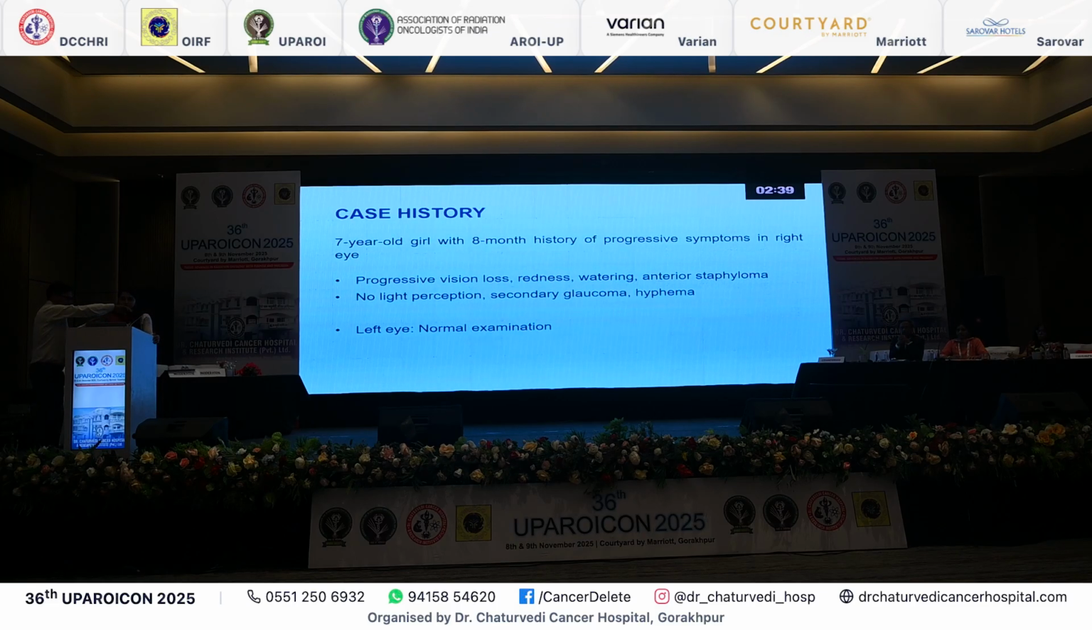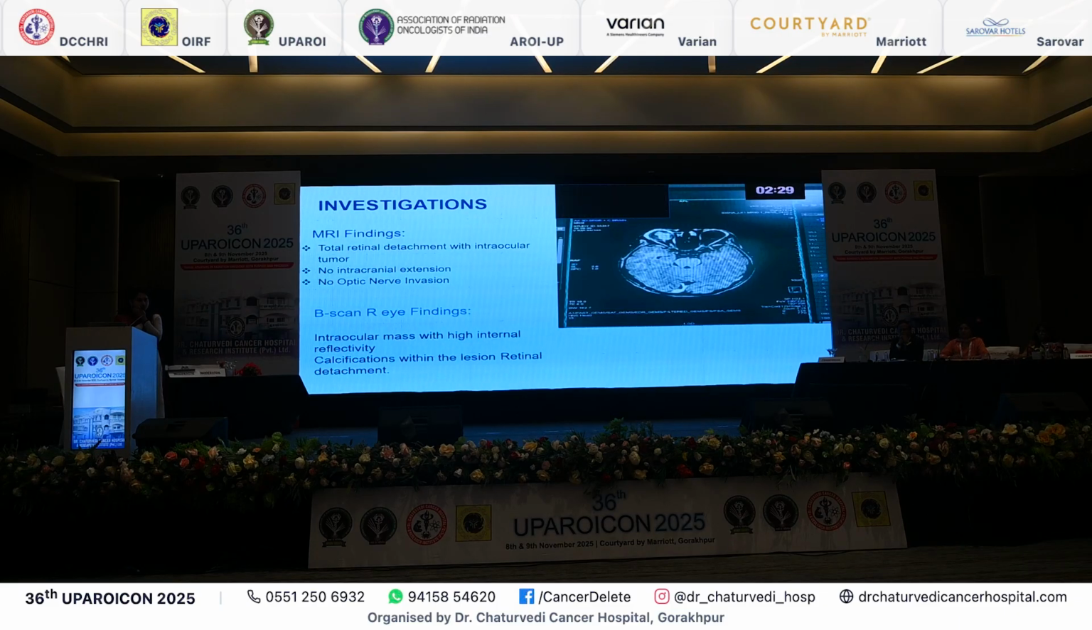A 7-year-old girl with an 8-month history of progressive symptoms of right vision loss with redness, watering, and annulus staphyloma. There is no light perception, secondary glaucoma, and hyphema. On investigation, we performed the MRI of the child. In MRI, it shows the total retinal detachment with the intraocular tumor. There is no intracranial extension, and there is no optic nerve invasion. And B scan performed, which shows the intraocular mass with the high internal reflectivity. And this is the MRI finding.